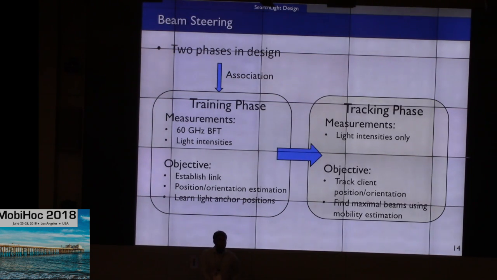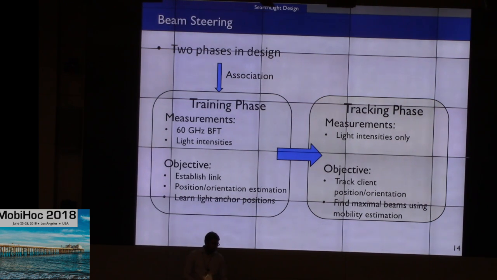After the initial training, SearchLight enters a tracking phase, in which the key idea is that we only have light intensity measurements, and we do not require any further 60 GHz training or measurements. In this phase, we have 2 key steps: first, the device tracks its position and orientation, and then it selects the beams which have the maximum directivity gain along the line of sight path, and keeps on adapting the beams. Ideally, we want the device to remain in the tracking phase for the rest of the time, because there is no further training overhead in this phase.